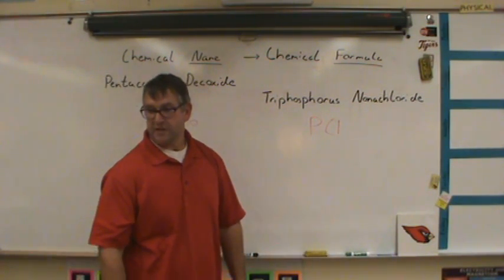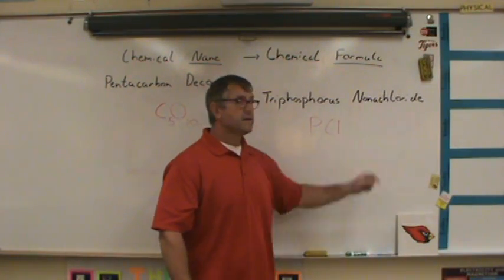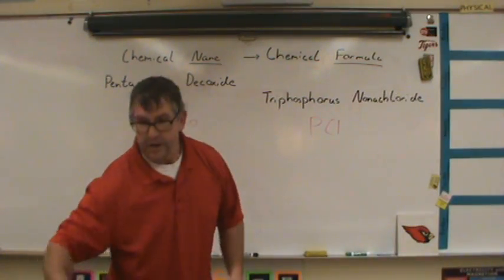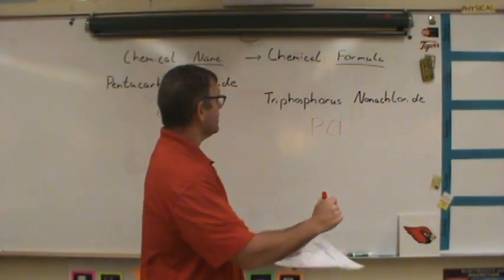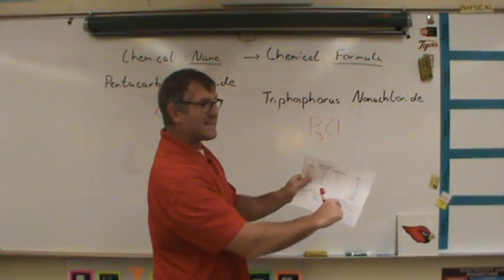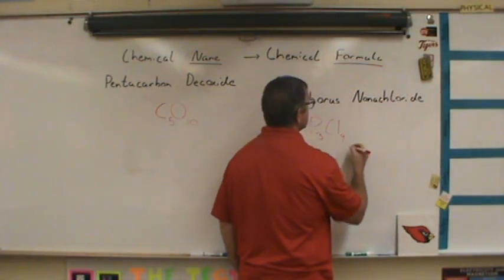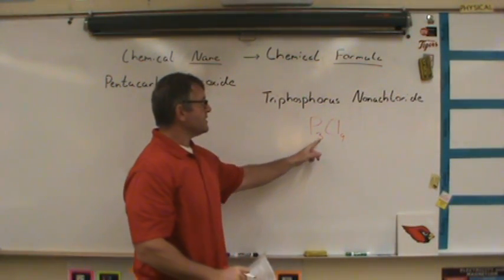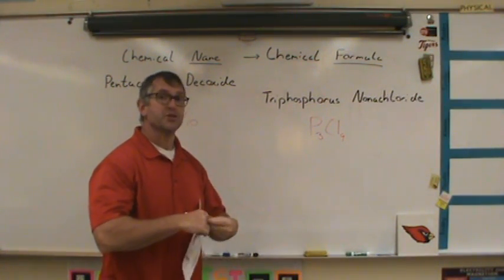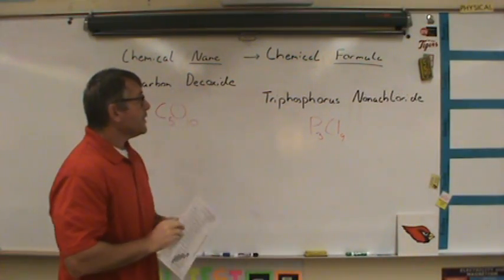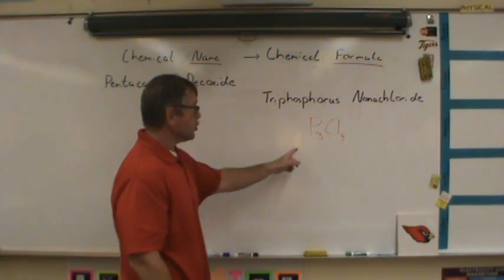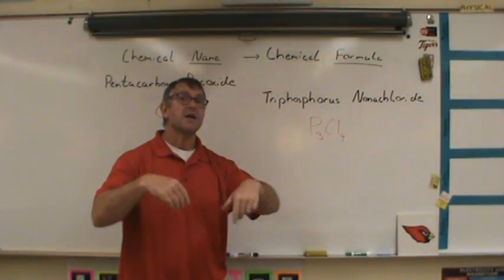Step two says the prefix is the number of atoms of that element as a subscript. Tri, our handy dandy cheat sheet, 3. Chlorine, nona, 9. P3Cl9. Again, I don't know if that's a real chemical. I just made that up to show how to use the naming system. If you have any questions on this, just email me or come into my classroom. Again, no reducing, no crisscross applesauce. That's on the ionic side.